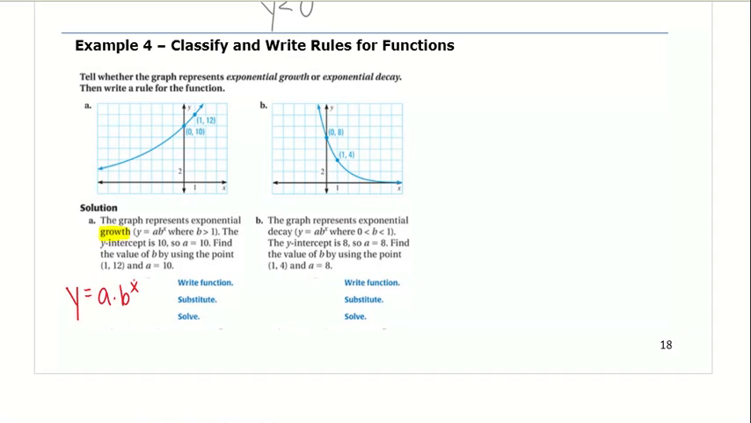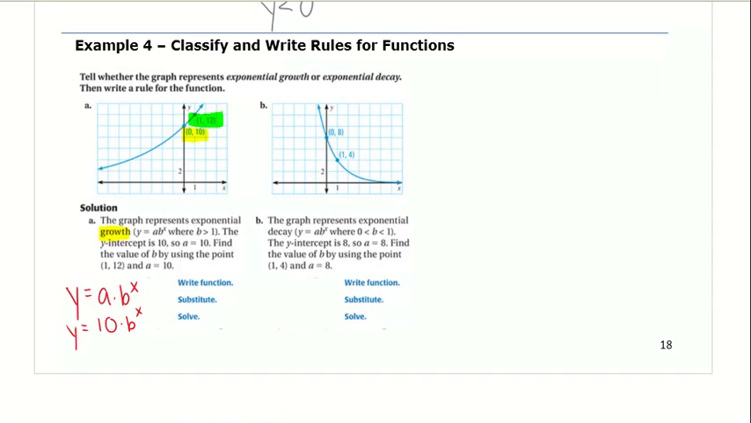There's one thing that we can quickly tell from the graph, and that's this part right here. It goes through (0, 10). So just like in those tables we did, we looked for where the x was 0, we can tell that the a value is 10. But now the problem is we don't know how much it's growing by yet. The good news is they also give us another point. They tell us it goes through (1, 12).